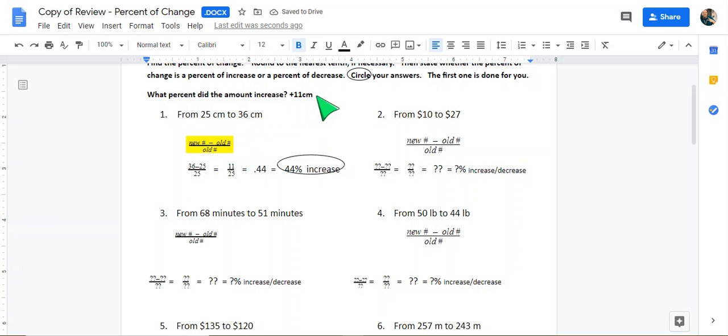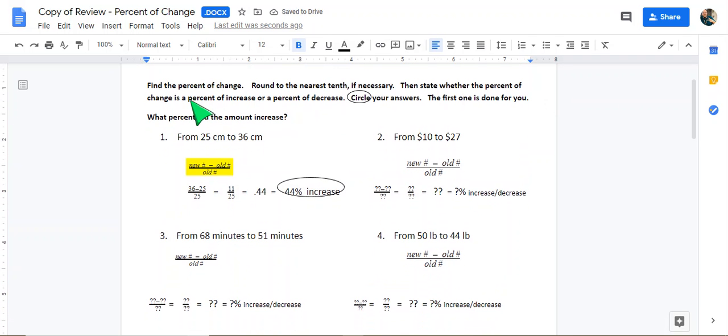But I'm not asking you how many centimeters you increase by. I'm asking you what is the percent increase? How much did it increase in percent? So the way you do this is the new number minus the old number divided by the old number.